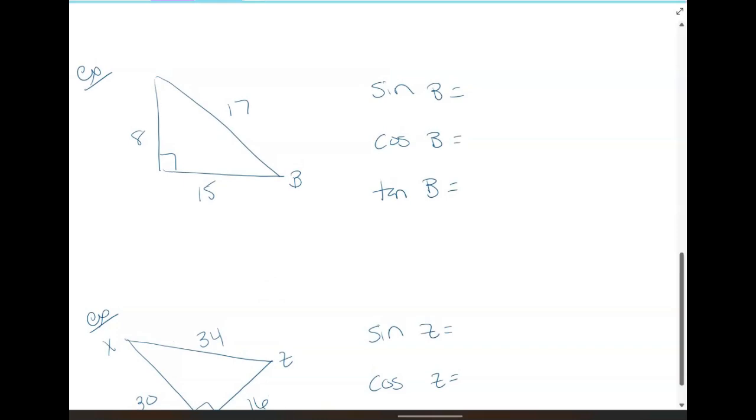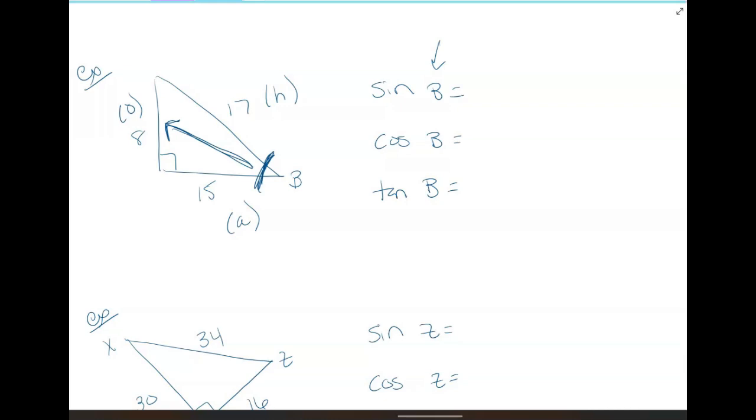So here we have a right triangle, and we're looking in reference to angle B right here. So the first thing we need to do is identify our opposite, adjacent, and the hypotenuse. So the opposite side here is going to be the 8. The 17 is the hypotenuse, which leaves 15 as the adjacent. I always think that identifying the opposite first is the easiest, but obviously any order would do as long as you do it correctly.